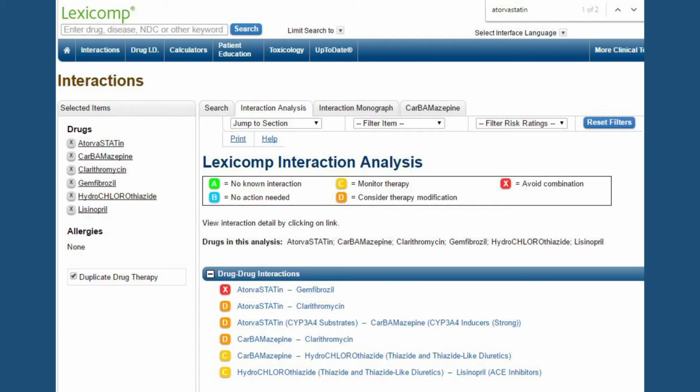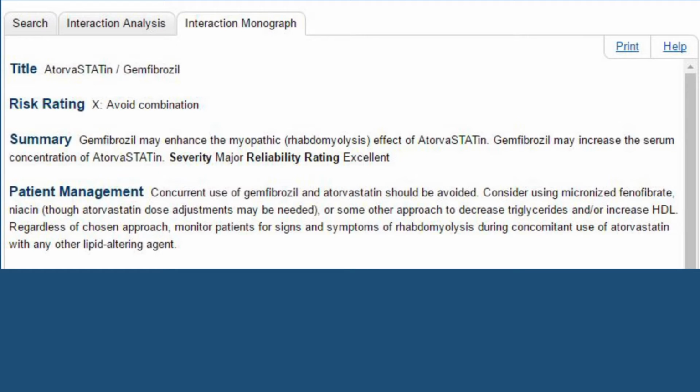The one that's labeled as being potentially most serious is atorvastatin and gemfibrozil, both of which are used to treat high cholesterol. Clicking on the link shows that gemfibrozil may make it more likely that the patient will suffer rhabdomyolysis, which is an adverse effect of all the statins. Also, we can see that there's good evidence that this interaction actually occurs.